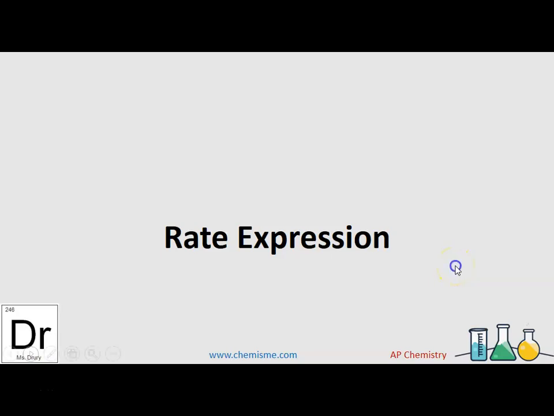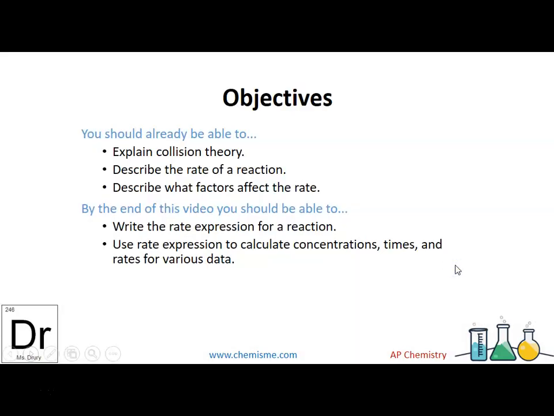This video is about rates, or how fast a reaction proceeds. You should already be able to explain collision theory, describe the rate of reaction, and describe the factors that affect the rate. We will review that. And by the end of the video, you should also be able to write a rate expression in order to calculate concentrations, times, and rates for various data.